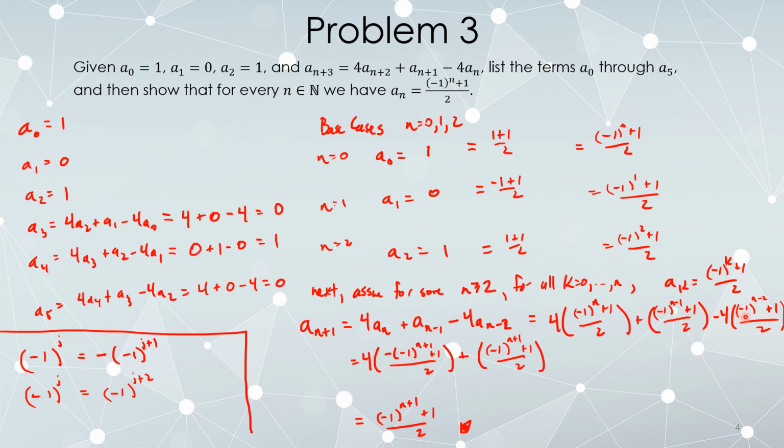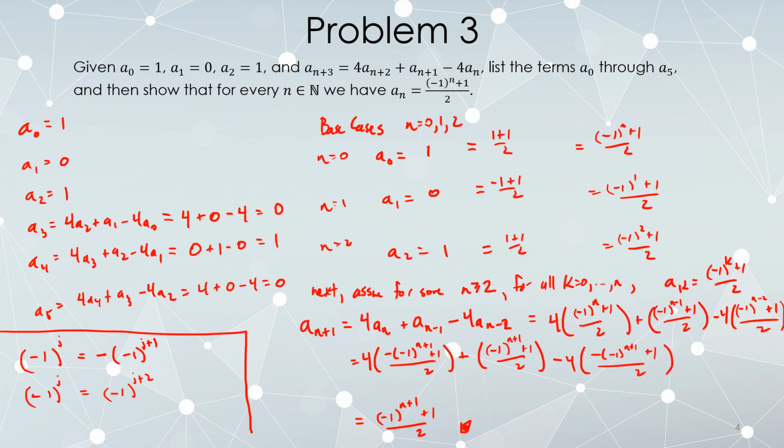Then we have -1 to the n minus 2. I want to end up with a power of n plus 1, so I need to change this by 3 steps. So I can change it by 1 with the introduction of a minus. If I do that again, it would go back to a plus, but if I do it a third time, it would go back to a minus. So this -1 to the n minus 2, I can turn it into a -1 to the n plus 1 at the expense of putting a minus sign out in front.